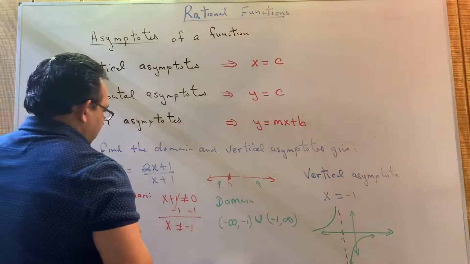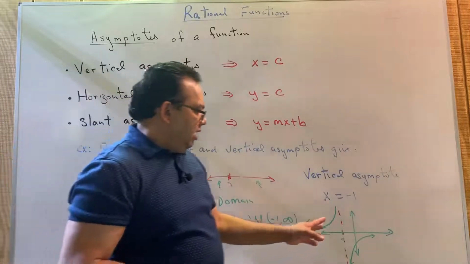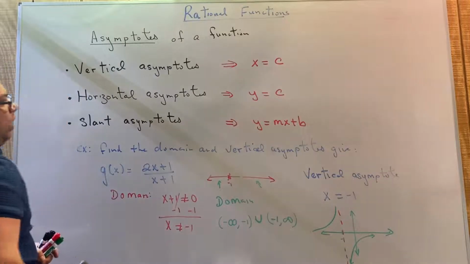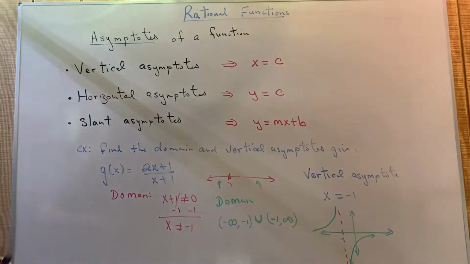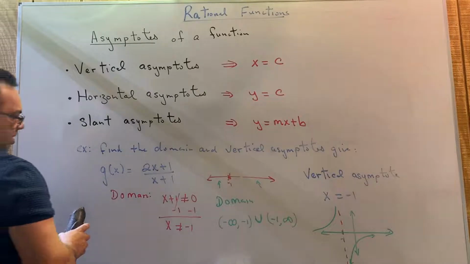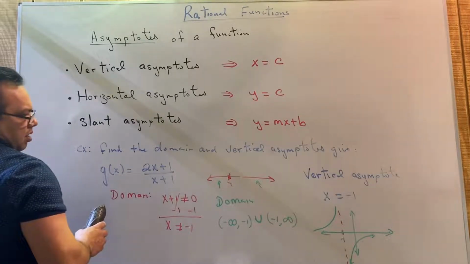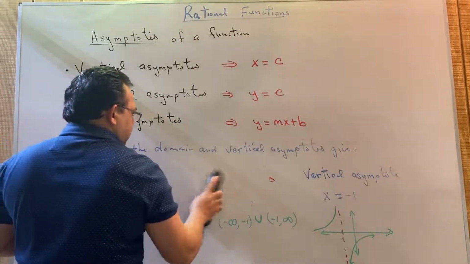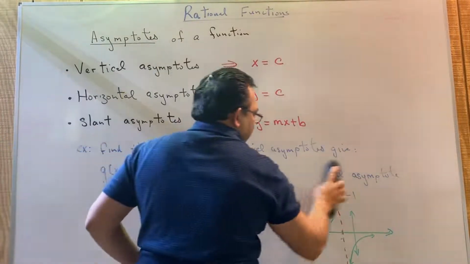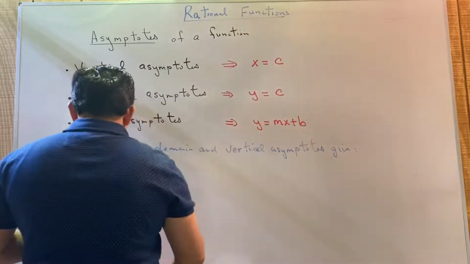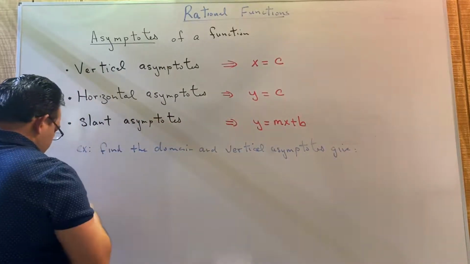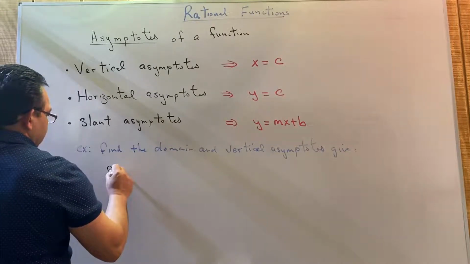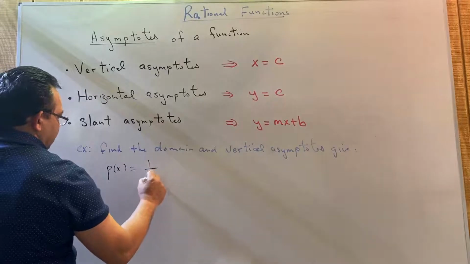I'm going to do one more, because both of my examples were approaching positive infinity on one side and negative infinity on the other. So let's look at an example again where both sides will approach positive infinity. And a famous one for that will be, same question, just the function changes. Let's say we have the function now, p of x is equal to 1 over x squared.